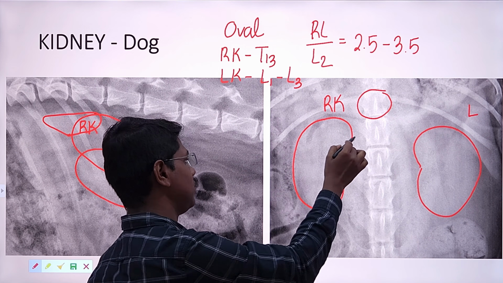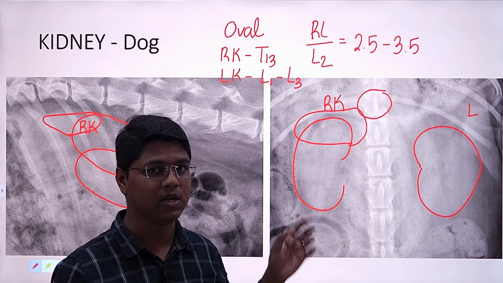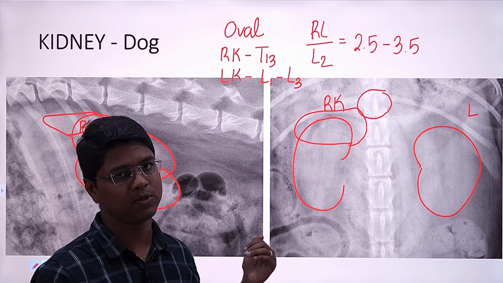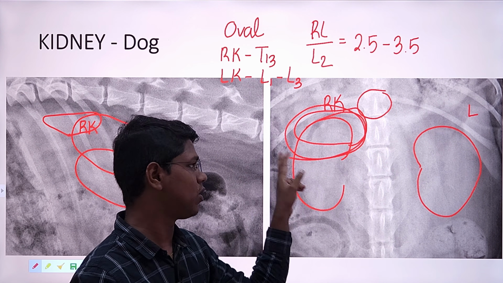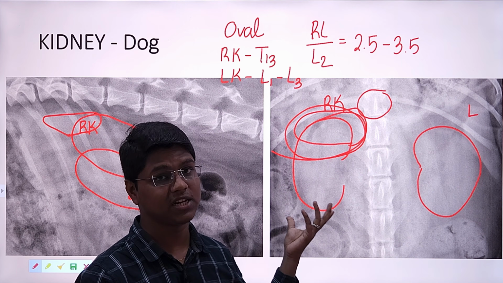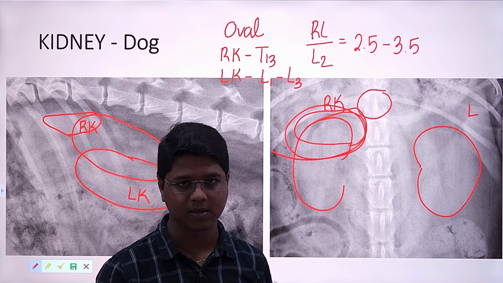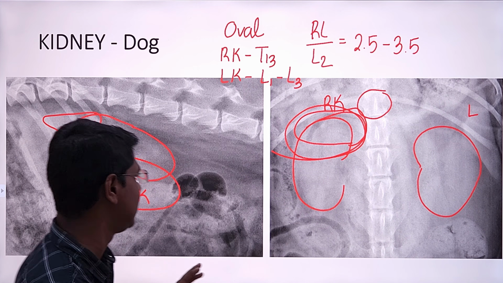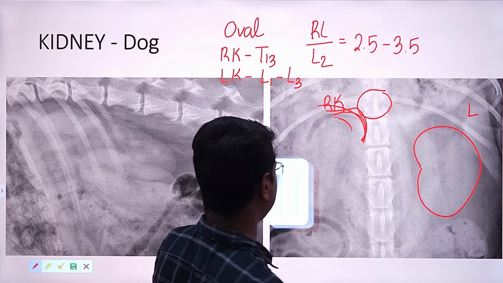The cranial pole of this right kidney will share a border with the liver. Due to this border effacement between the liver and kidney, the cranial pole of the right kidney is usually not visible, and the right kidney is also not consistently visible in dogs. The left kidney is very consistent; you can find it in every species. These are some normal parameters of the kidney in the dog.